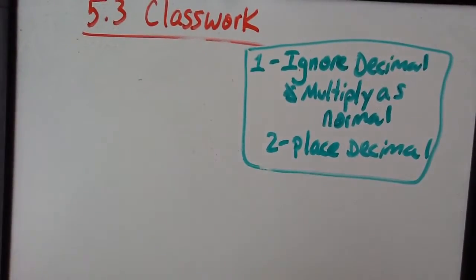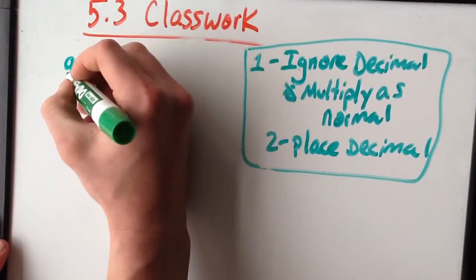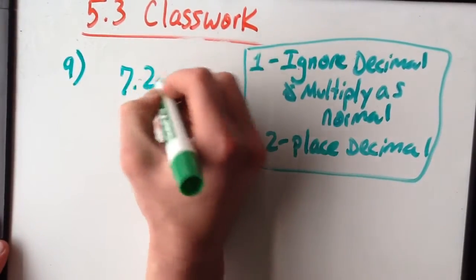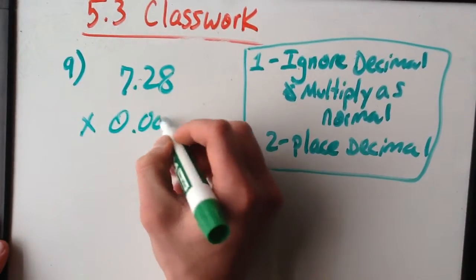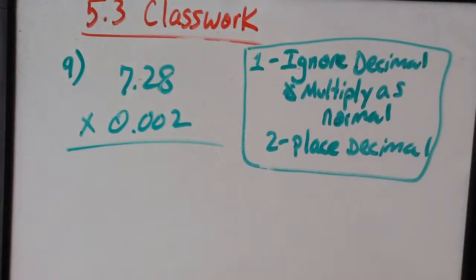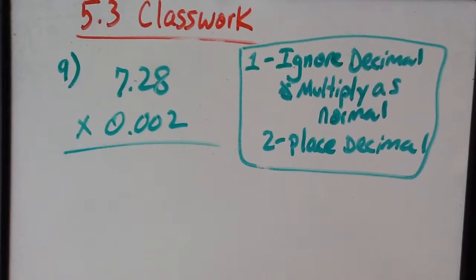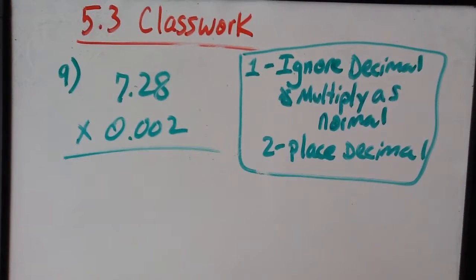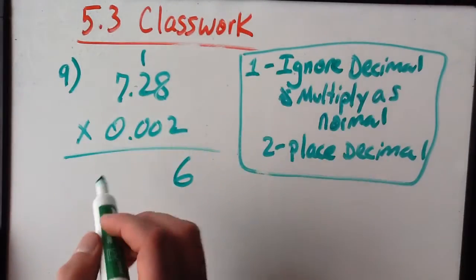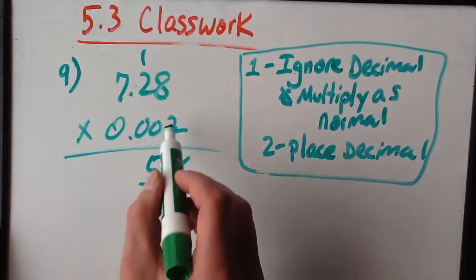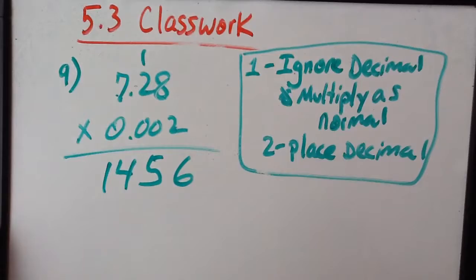Number 9, you have 7.28 times 0.002. Okay? Now remember, when multiplying decimals, it's not important that you line up the decimals. It doesn't matter because you're going to place your decimal at the end. So here, I multiply as normal. 2 times 8, that's 16. 2 times 2 is 4, plus 1 is 5, and 2 times 7 is 14.